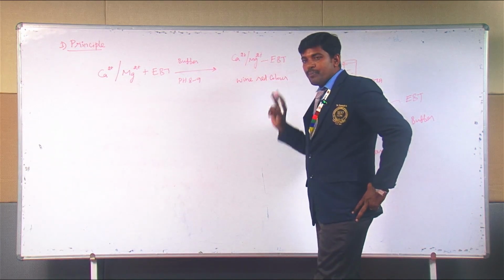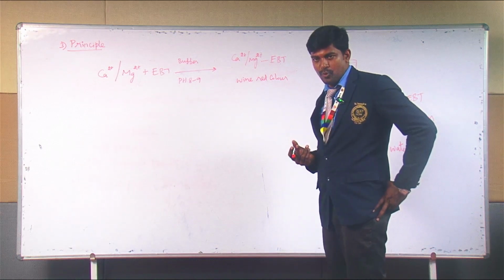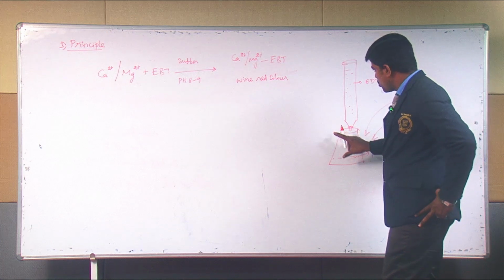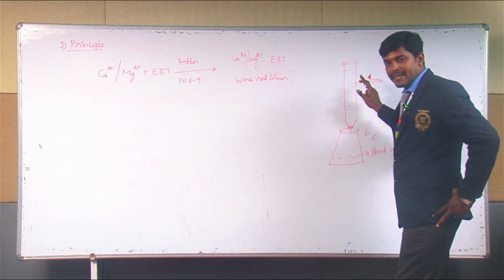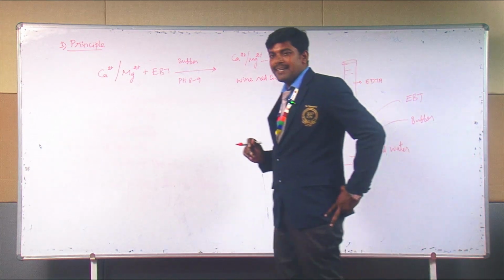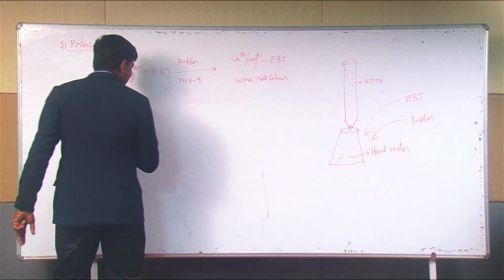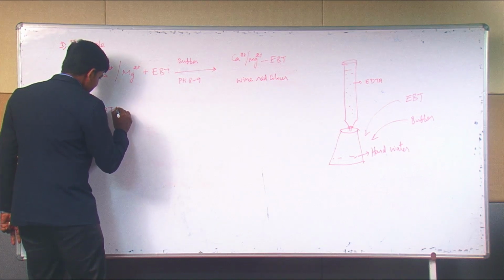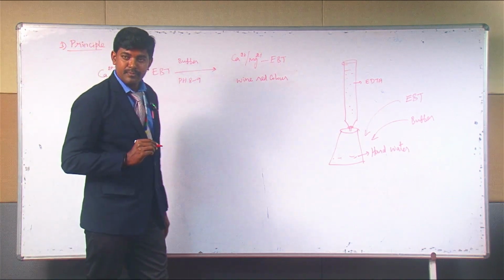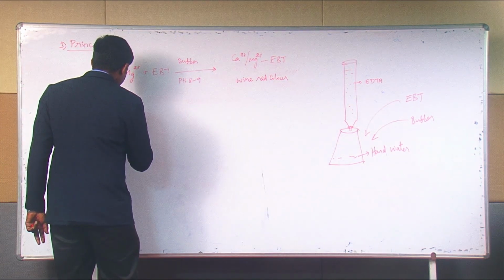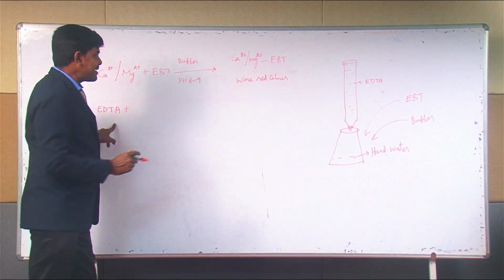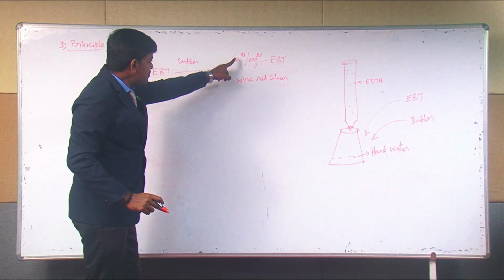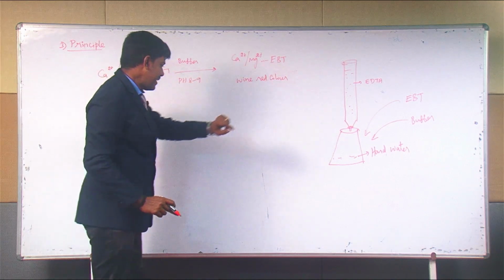So this is the first step of the reaction. Now the weak complex is formed. Now what we are going to do is titrate this mixture against the EDTA taken in the burette. In the burette, we are taking ethylene diamine tetraacetic acid, which is simply abbreviated as EDTA. So EDTA is titrated against the complex formed here. What is the complex formed here? Calcium 2+ or magnesium 2+ EBT complex.